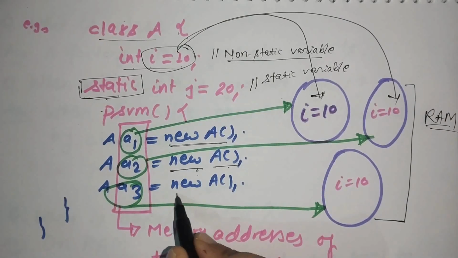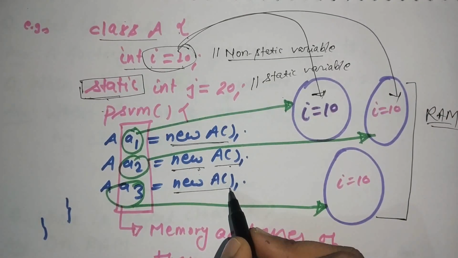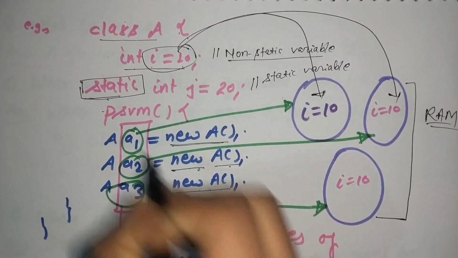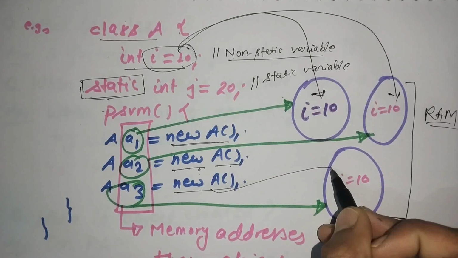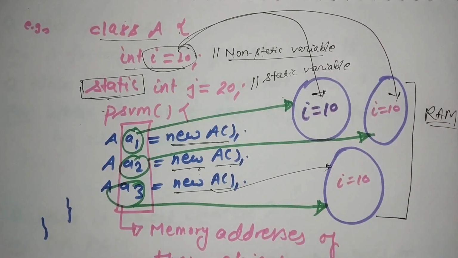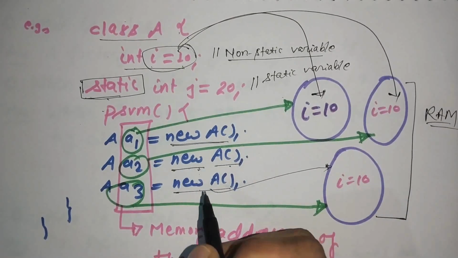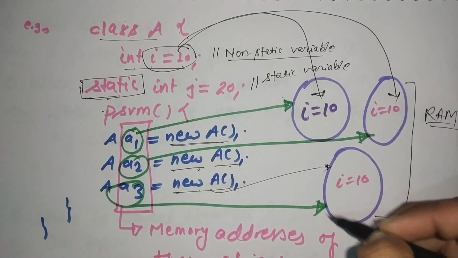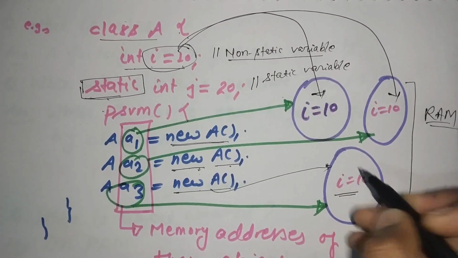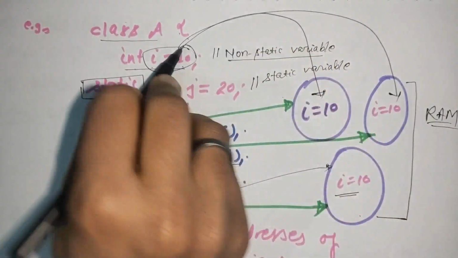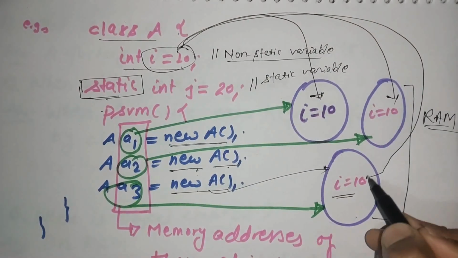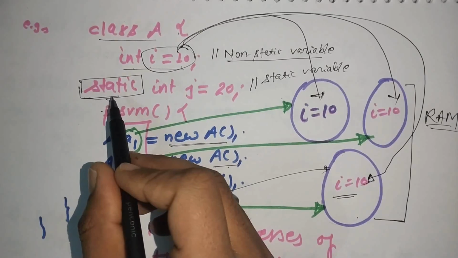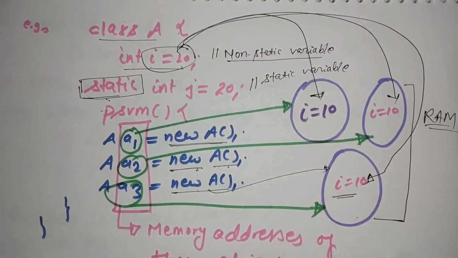Here again I write the new keyword. So again it sends a request to the class, and the class will generate one more object. So the object is created. In the object, what will go? Only non-static members. So non-static members go to the object. Static doesn't go to the object.